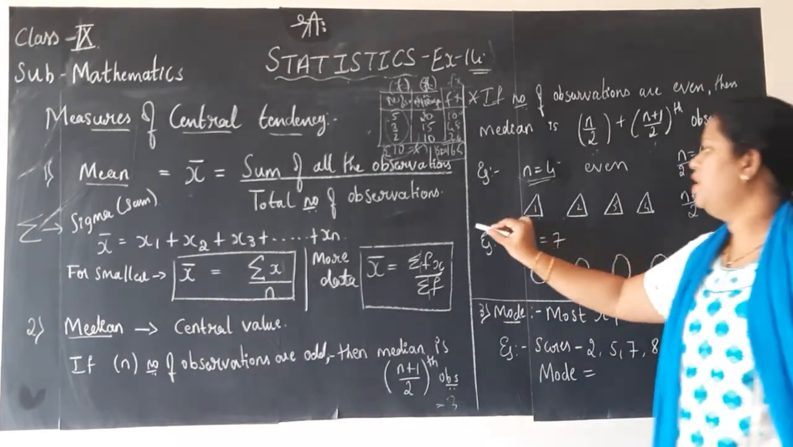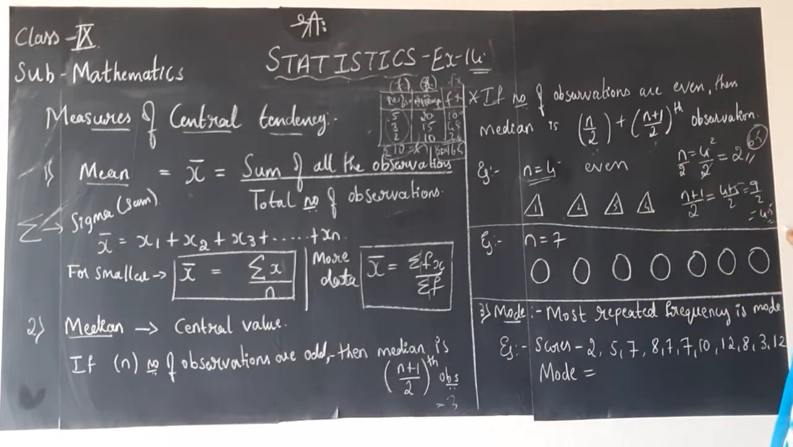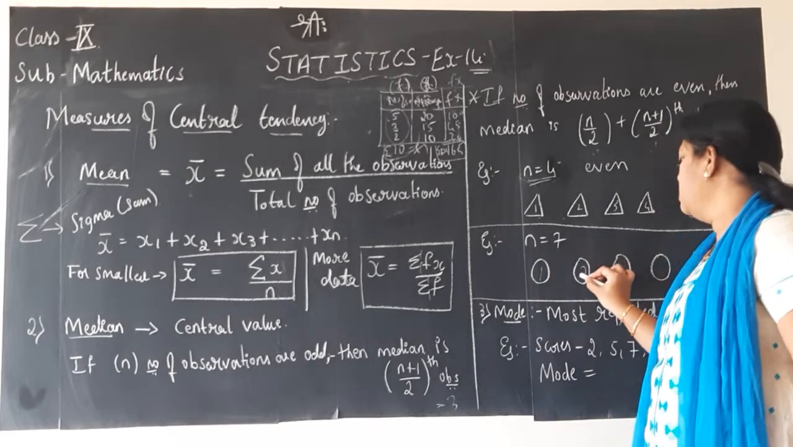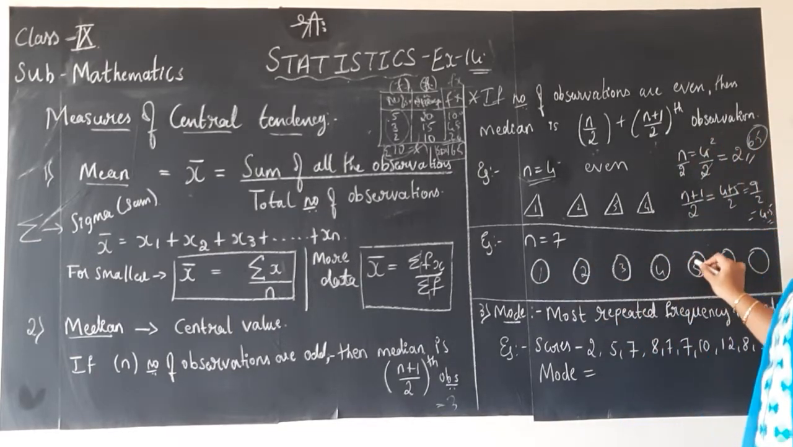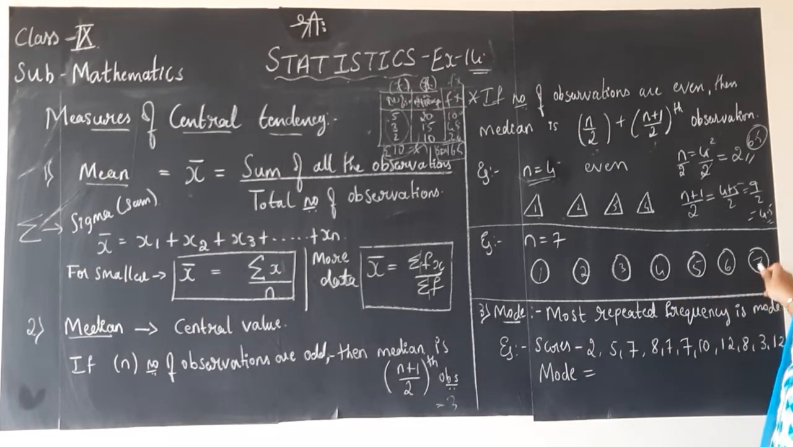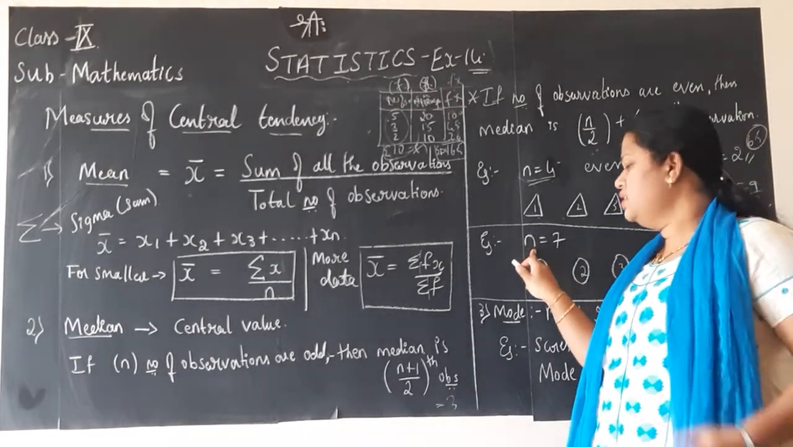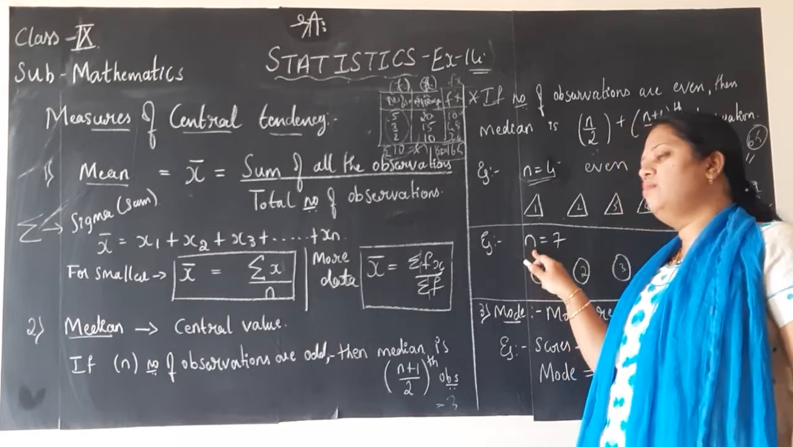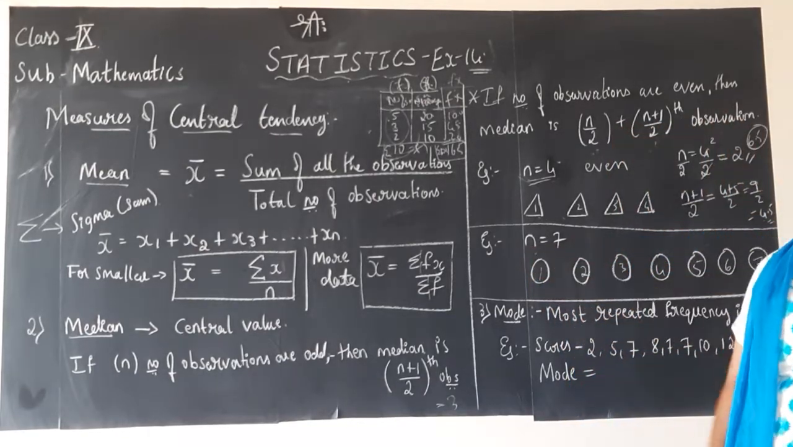Before this I will explain odd. I think it is easy to understand even after odd. So I will go to this. Now I have chosen 3, 4, 5, 6 and 7 circles. So 1, 2, 3, 4, 5, 6, 7, I came to know. So what is the number of scores given here? The number of values, that is n equals 7.